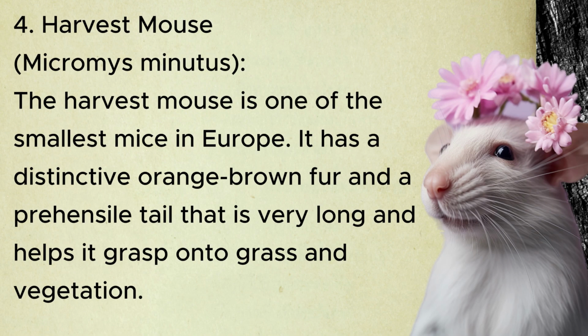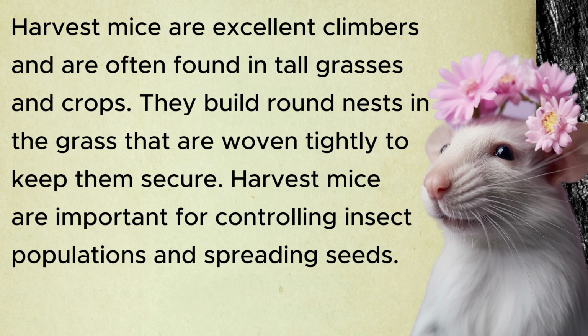4. Harvest mouse, Micromys minutus. The harvest mouse is one of the smallest mice in Europe. It has a distinctive orange-brown fur and a prehensile tail that is very long and helps it grasp onto grass and vegetation. Harvest mice are excellent climbers and are often found in tall grasses and crops.